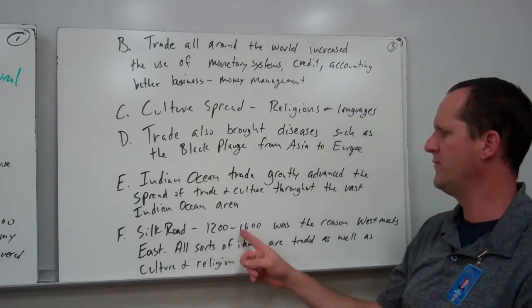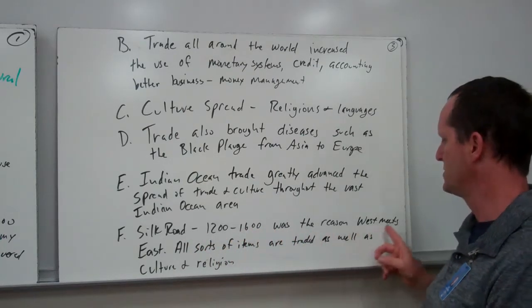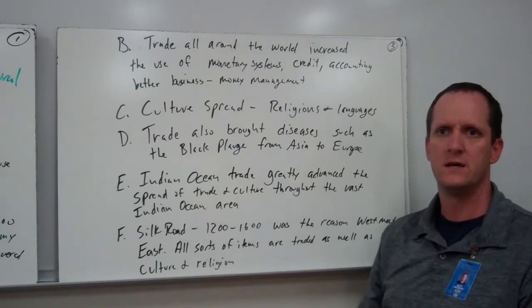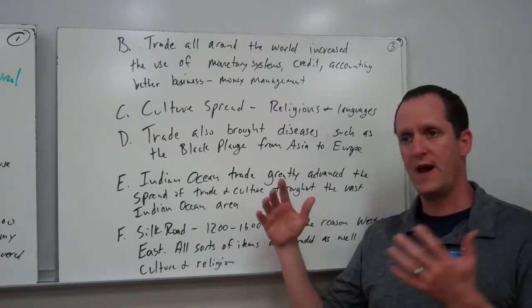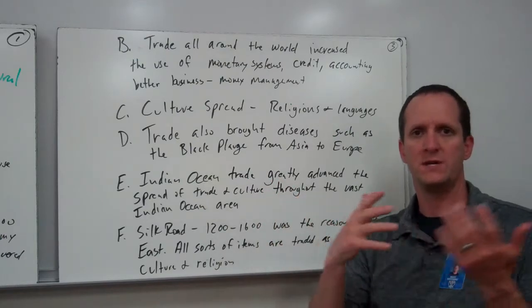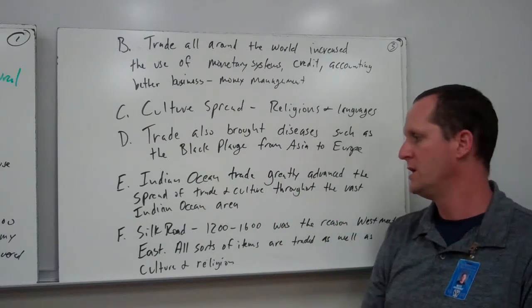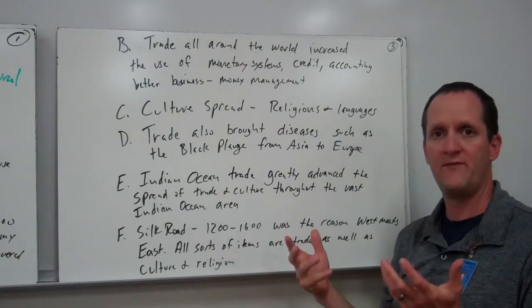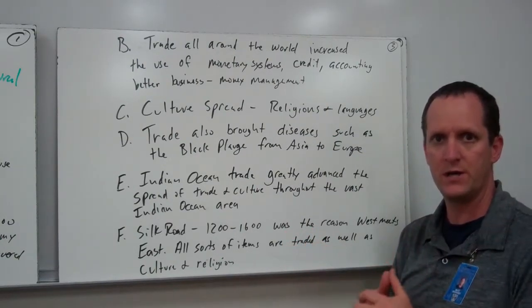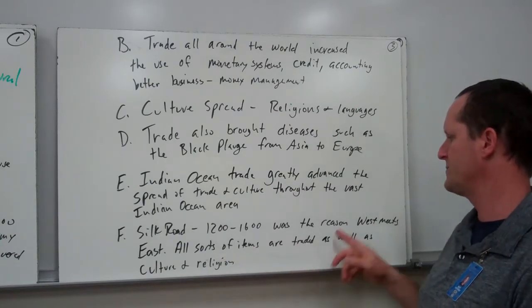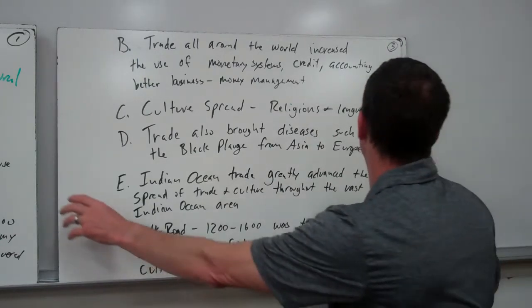The Silk Road from 1200 to 1600 was the reason West meets East. And I really like that idea because all of the items, especially the silks and the spices that were coming across the Silk Road, really got people fired up in Europe to find better and more prosperous ways to get to the East. All sorts of items are traded, as well as culture and religion.